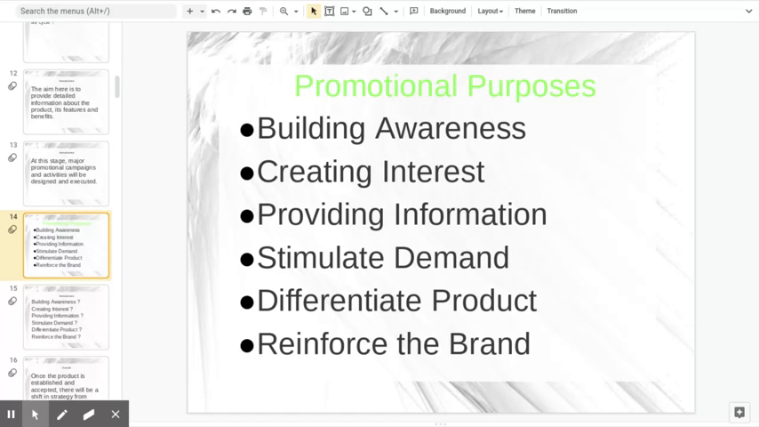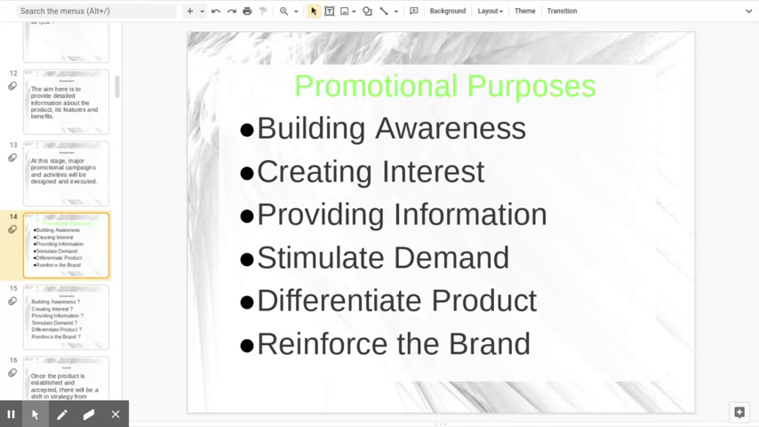Building awareness, trying to get people to know a little bit more about who we are. Creating interest. Again, I think those two are very closely related. Providing information. Again, you probably only see that in the very early stages because people already know about our product. They have all the information they need. Stimulate demand. Of course, we're always trying to keep our demand going. And differentiate our product, reinforce the brand.